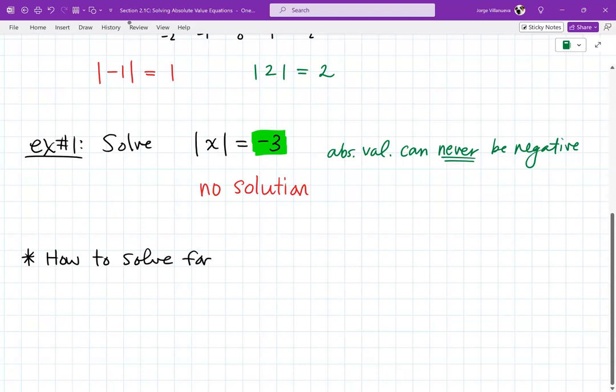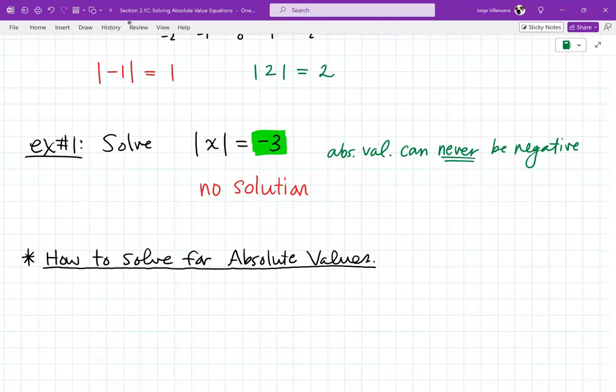How to solve for absolute value. Okay? So absolute values, they always come in pairs. Okay? They always come in pairs. What do I mean by that? You can get the same answer from positive and negative numbers.